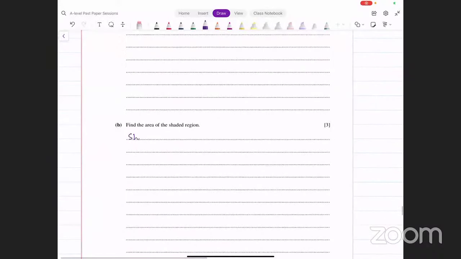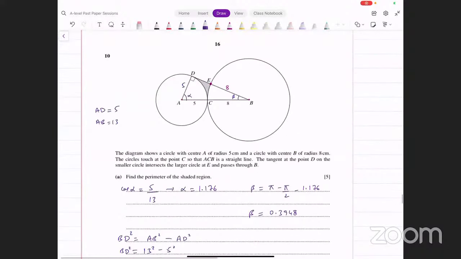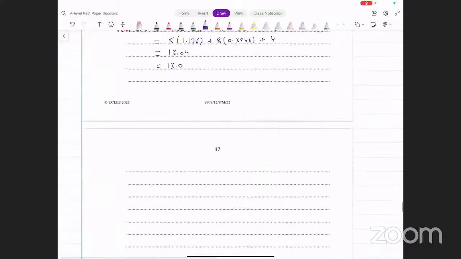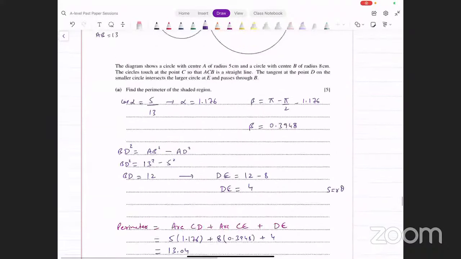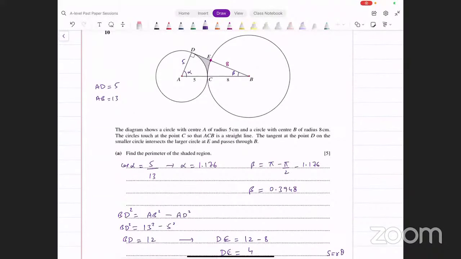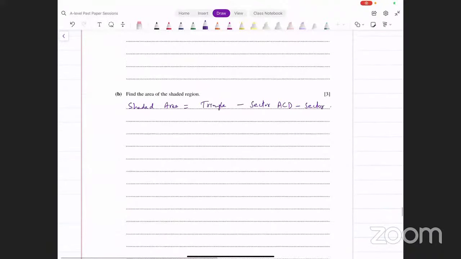Let's write that down here. Shaded area is basically the area of the triangle minus the area of the sector ADC or ACD, minus the area of the sector BCE. दोनों sectors आपने minus कर देना उसमें से. ठीक है, and that's going to give you the area. That's pretty straightforward.